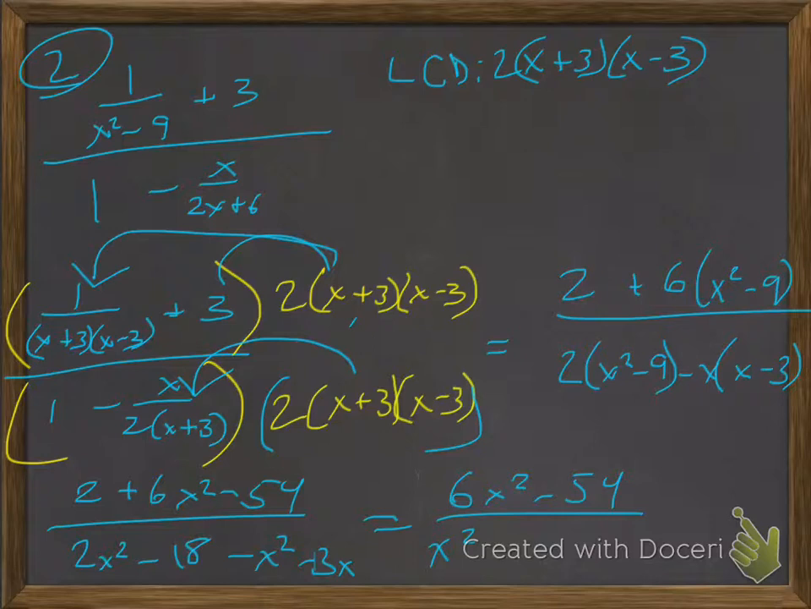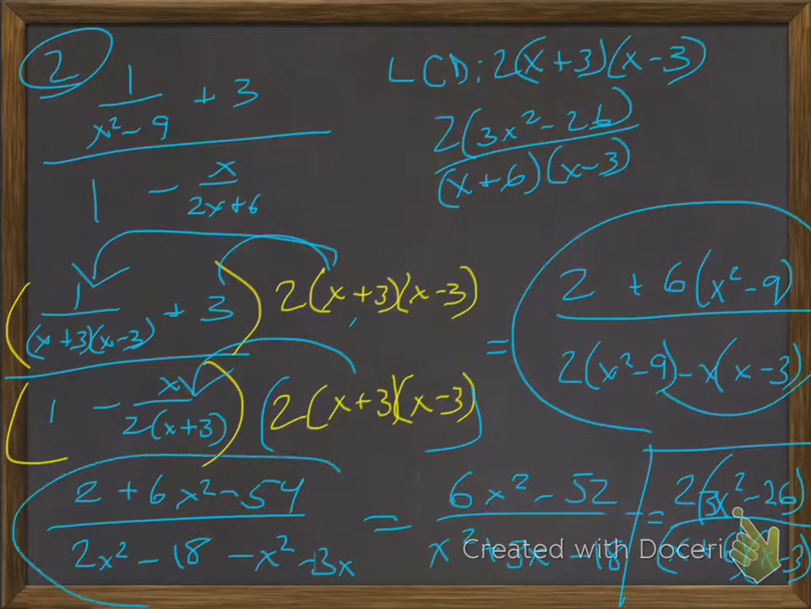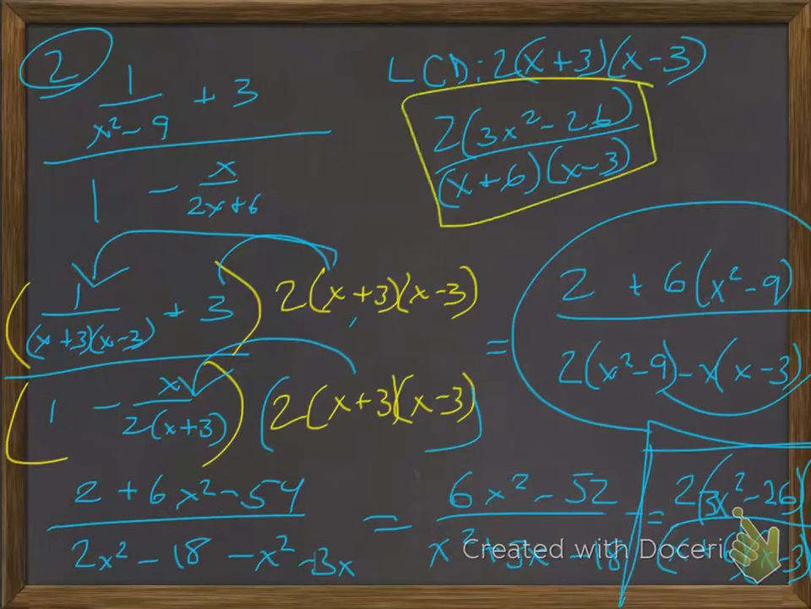I'm not quite sure where it stopped recording, so here are the steps. Here are the worked out solutions. I simplified this here, it became this, and simplified to my answer here, and then I rewrote it up here. And my restrictions are x cannot equal plus or minus 3 and negative 6.